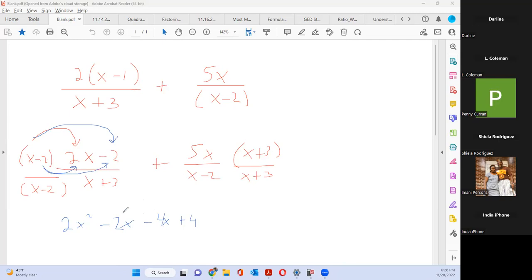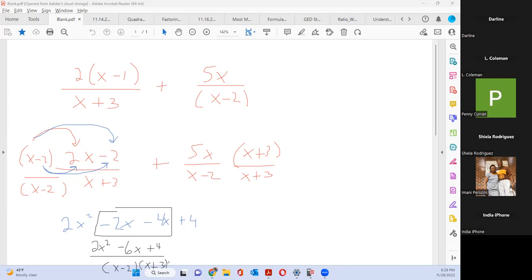Do we have any like terms? Yes, the negative 2x and negative 4x. So now we're going to have 2x squared. What's minus 2x minus 4x? Minus 6x. Minus 6x plus 4. Now we can't forget the denominator. So we still have over x minus 2, x plus 3.